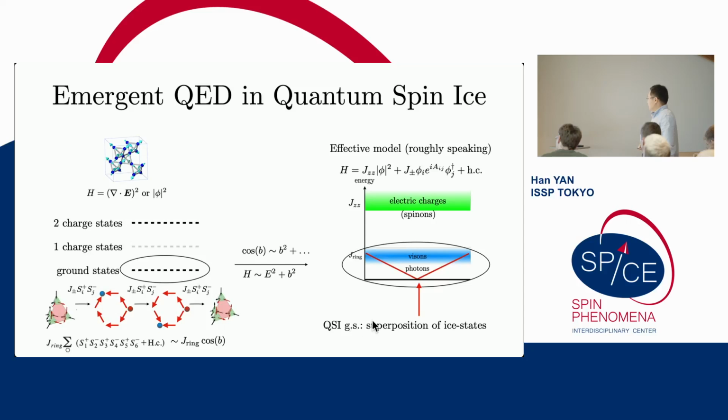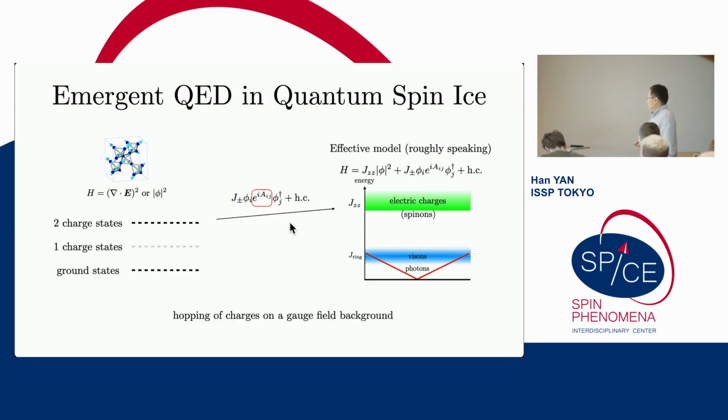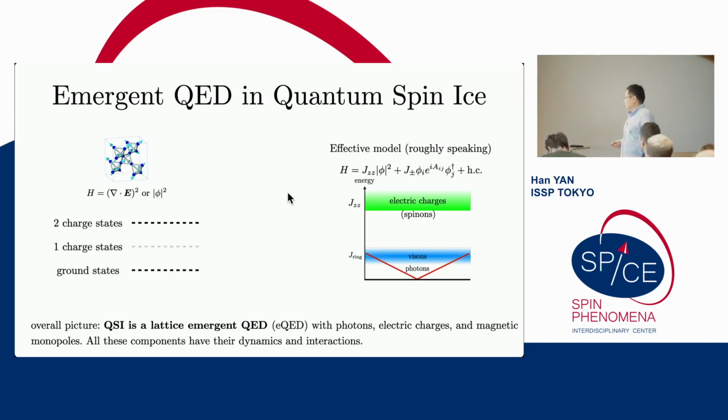As a consequence, you have this spectrum of photons and visons. In particular, the ground state is very well approximated by a superposition of just these classical ice states with equal weight. And then, of course, you have other states in this sub-Hilbert space which form these photons. Also, these two-charge states, originally degenerate, become dispersive because you have these charge hopping terms. So the overall picture is that quantum spin ice is a full-fledged lattice emergent QED, with photons, electric charges, and magnetic monopoles.